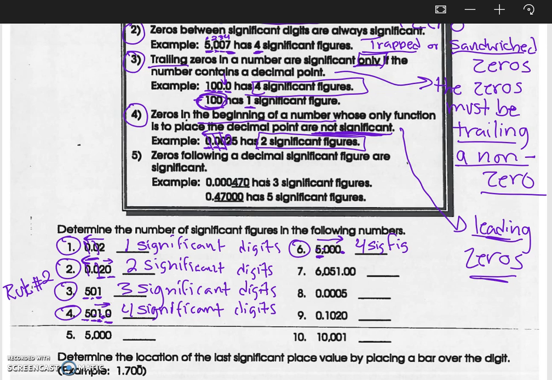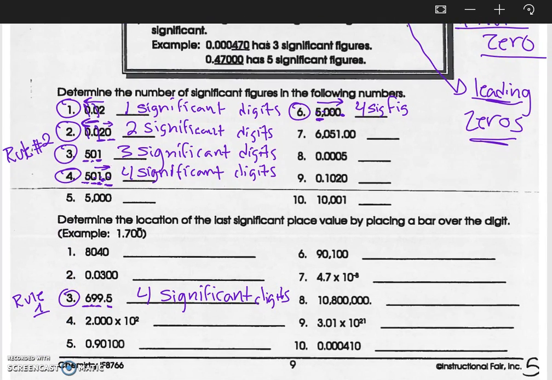Let's find a tricky one. All right, how about this one? We know the 8 and the 4 are significant because they're non-zeros. We know the 0 in the middle, the trapped 0, is significant because of rule number 2. But how about this last 0? How about this trailing 0 right here? What do we notice about this number? Is there a decimal? No decimal. That means that this 0 is not significant. So there are only 3 significant digits in that number.